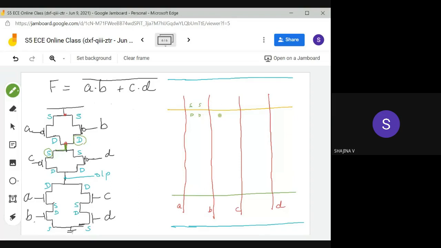So here I have to select that one, that is for B it should be drain, right? And for C it should be source. So for this transistor this part is source and this part is drain.